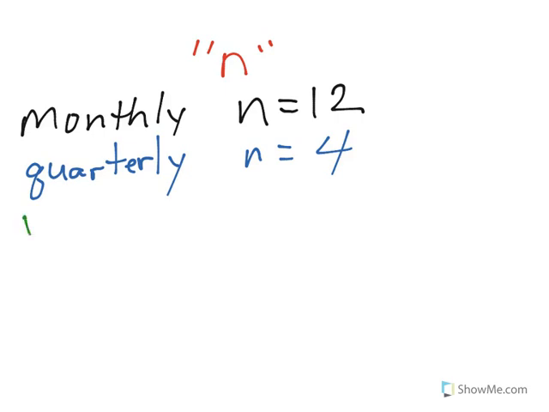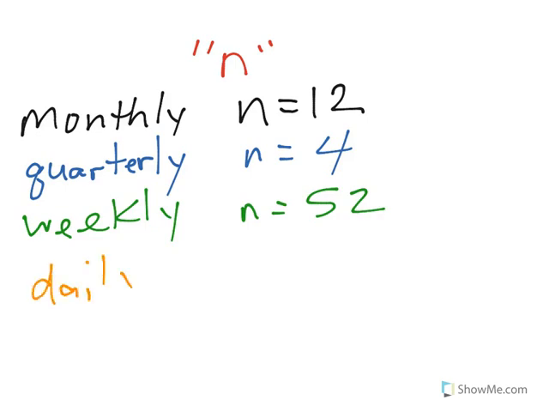What if we did weekly? Well, how many weeks are in a year? 52. What if we did daily? Well, how many days are in a year? N equals 365.